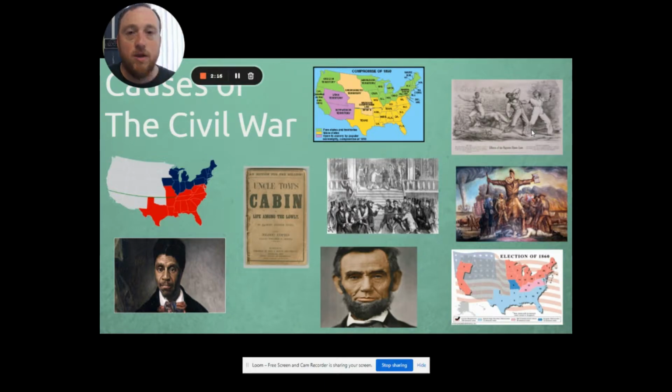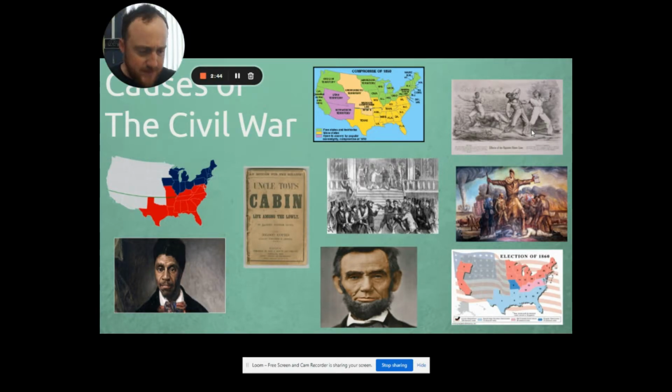So just a quick recap. We talked about in the first part the Missouri Compromise, the Compromise of 1850, the Fugitive Slave Act, and Uncle Tom's Cabin. All these things create a big divide between the North and South, make Northerners more aware of slavery going on, and so we're going to see what starts happening in these states.